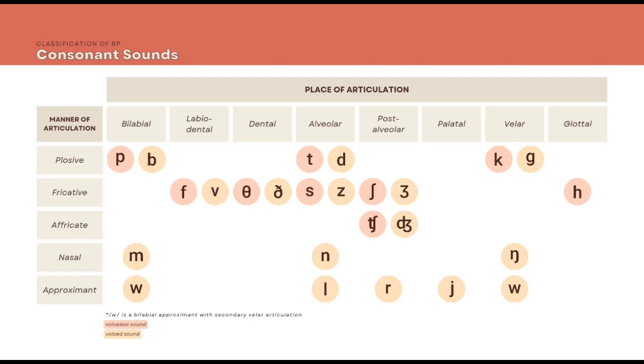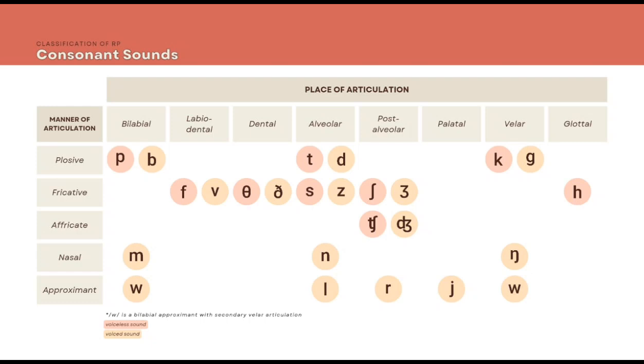Alright, so I'm going to talk about some of them. You will remember that in my previous video, I mentioned that when we are describing how a particular consonant sound is produced, we are talking about manner of articulation. So under manner of articulation, we have the plosives, the fricatives, the affricates, the nasals, and the approximants.